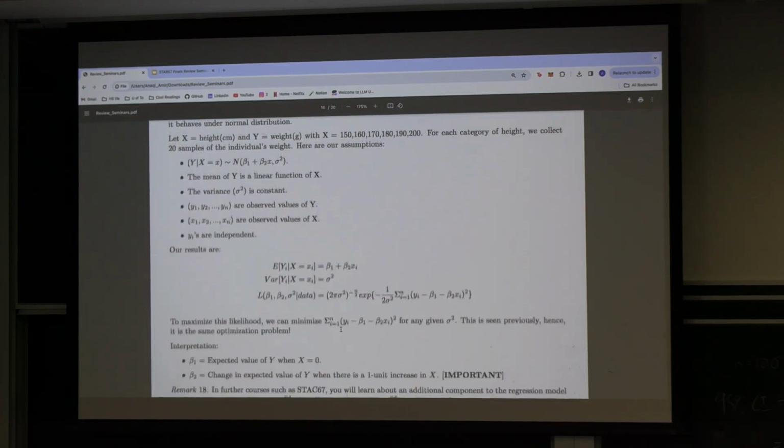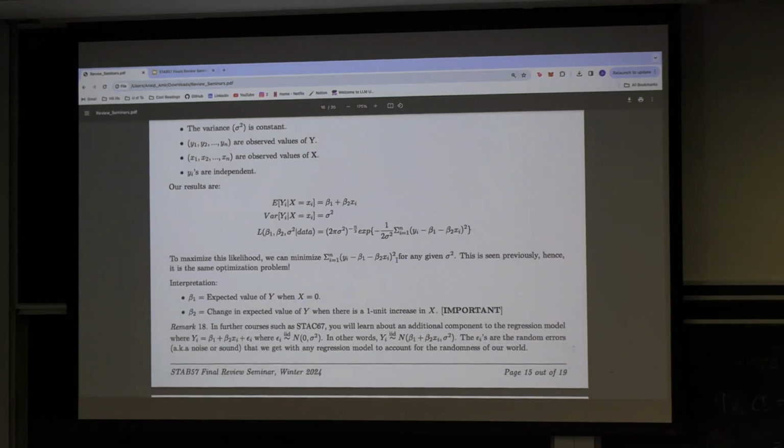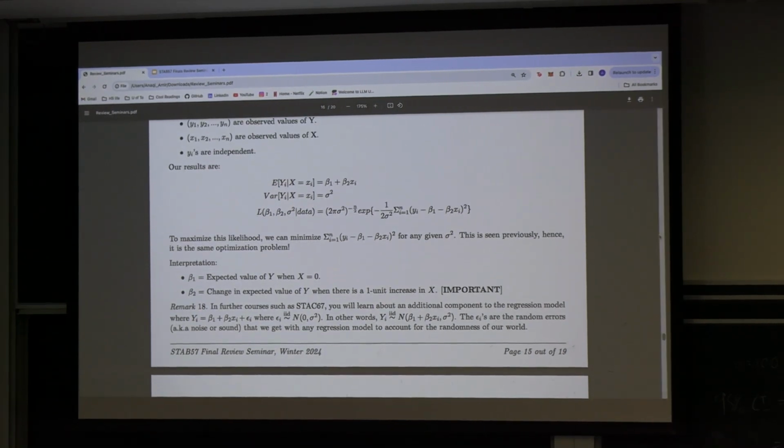And then with this, we can prove that the expectation of y given x being one of those is just beta 1 plus beta 2 xi, as we've defined. The variance is all sigma squared, and the likelihood is what is shown on screen. The way you can get this is through multiplying all the PDFs together, just like how you get a normal likelihood or calculating MLE.